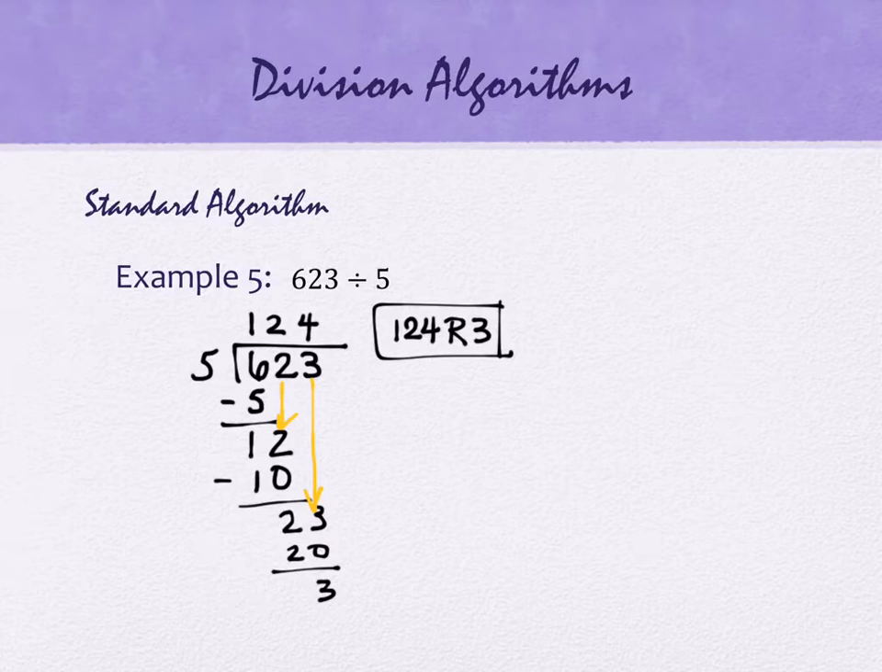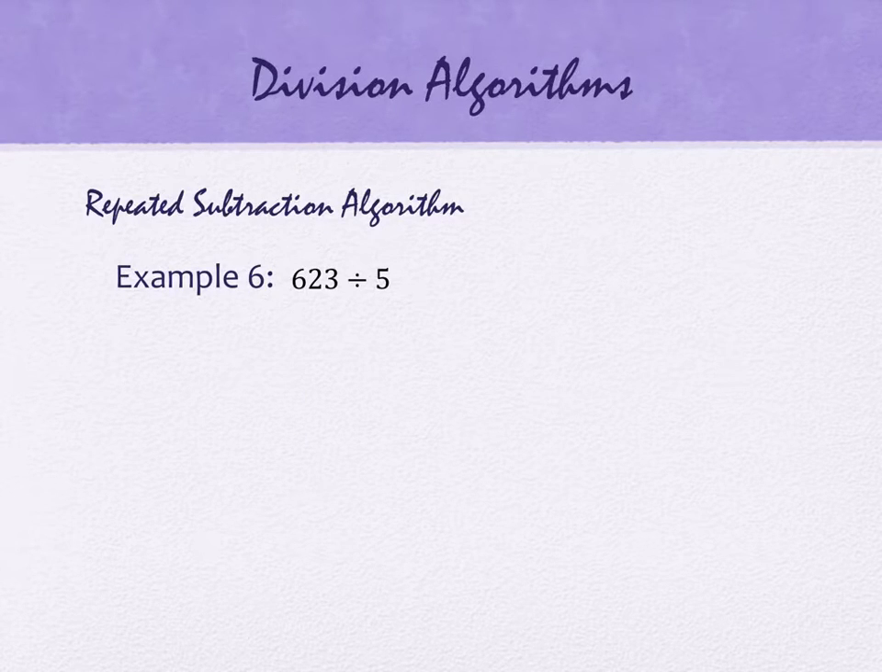Okay. So I'm going to show you another method that does not rely on you knowing your multiplication tables. And then we'll stop for today. This is called the repeated subtraction algorithm. You kind of start the same way. You're doing the 620. And what you're going to do is subtract a number that is 5 times a power of 10.